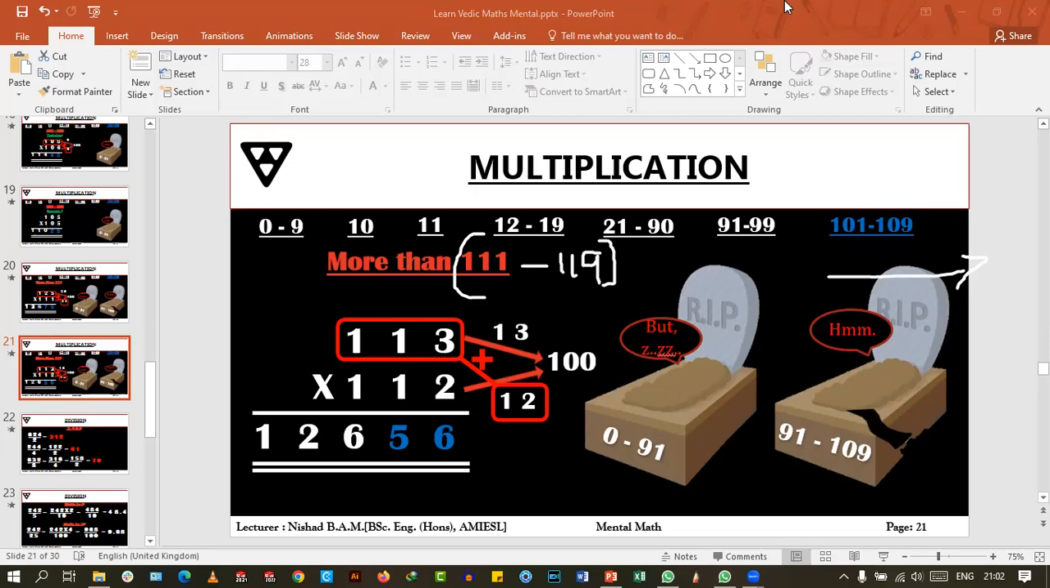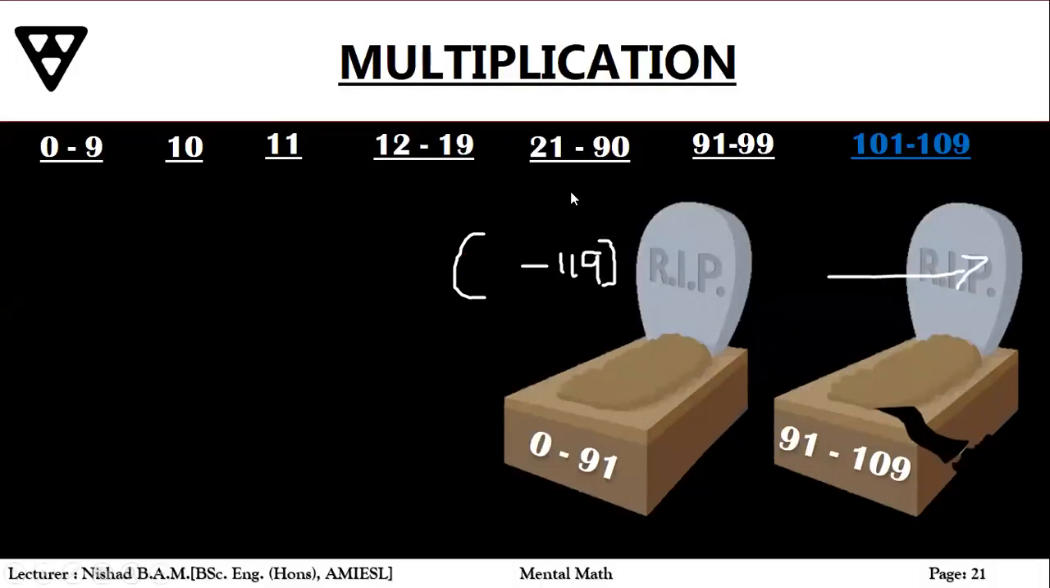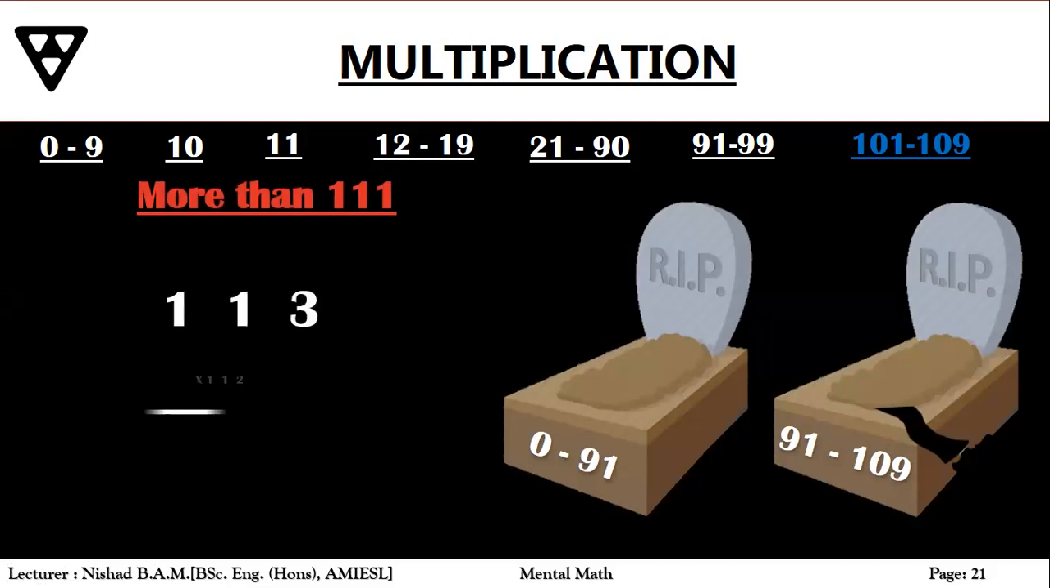As an example, let me explain this to you. It's very simple. No need to worry about these things. Let's say we are going to multiply 113 times 112, right? It's very simple. I think it's better to explain the previous technique before we get into this one.